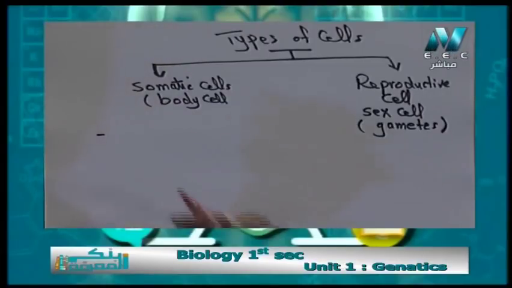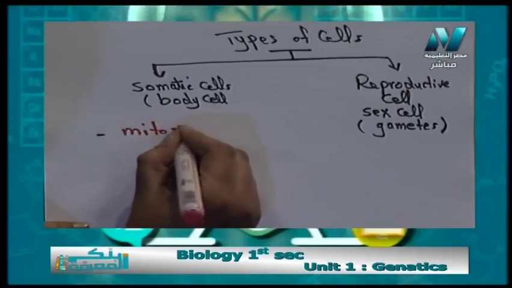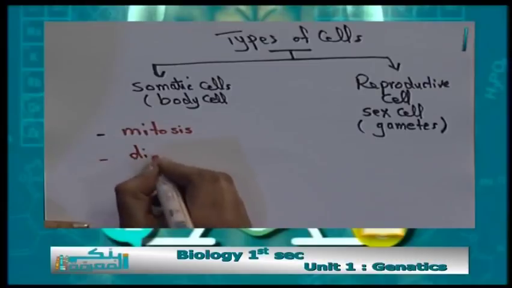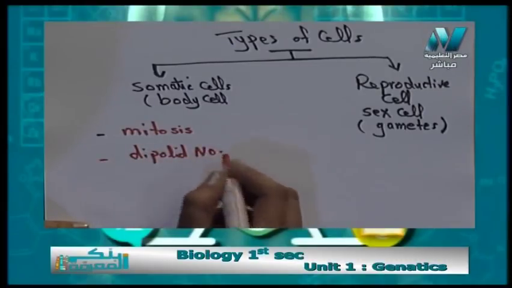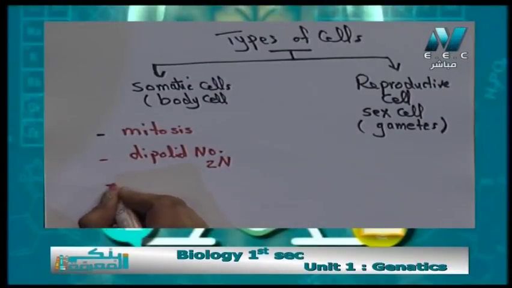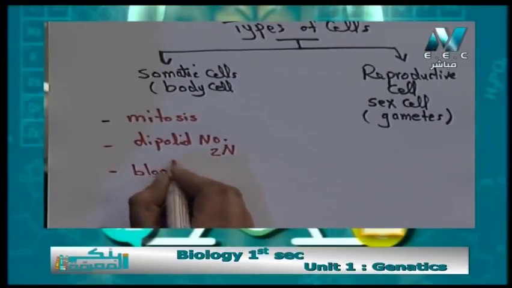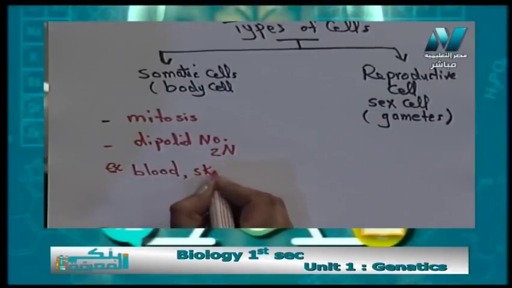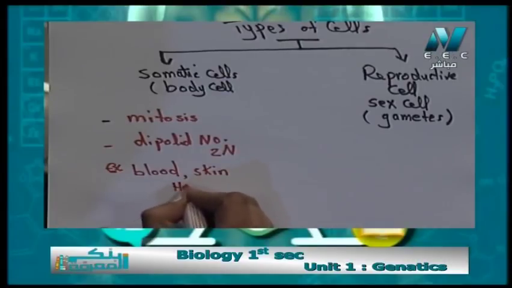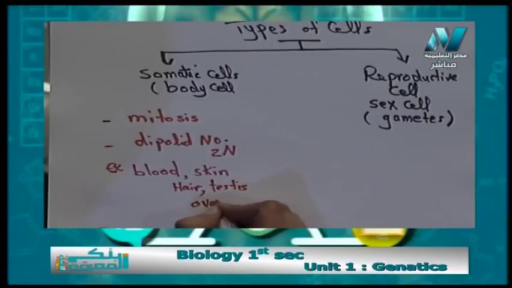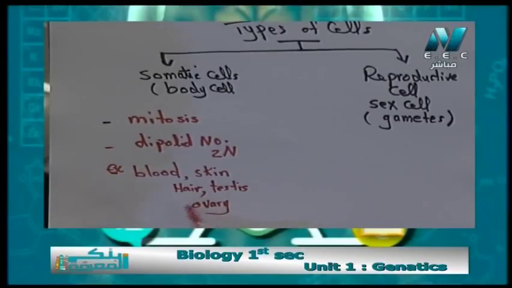Somatic cells are produced by mitosis. The number of chromosomes inside a somatic cell is the diploid number, meaning 2n. Examples of somatic cells in your body: blood, skin, hair, testes, ovary. All these are somatic cells. They contain a diploid number of chromosomes. Diploid number here means a complete number of chromosomes, 2n.